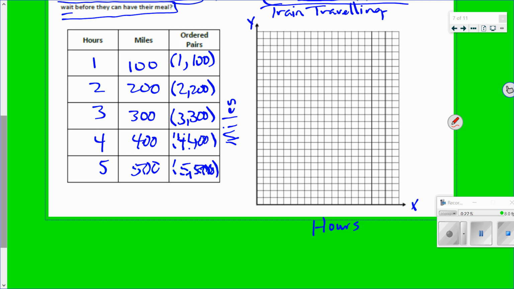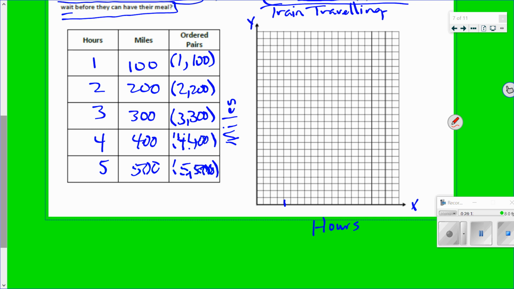Numbering. Good. So I need to make my intervals. Do I have to use every single space? No. So look at my graph. How many numbers am I looking at doing? 5. So how many spaces do you think I should make if I want to go 5? If I go every 5, I probably won't have enough. I'm going to go every 4.